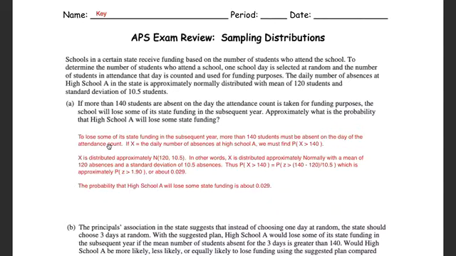So basically, to put context into my answer, I'm using the words in the stem of the question to describe what's happening, and now I'm going to define my variables. So X is the daily number of absences at high school A, and we're interested in finding the probability that that daily number exceeds 140. Well, in the stem of the question, we are told that X is distributed approximately normally with a mean of 120 and a standard deviation of 10.5. You could write it in symbols or you could write it in words. X is distributed approximately normally with a mean of 120 absences and a standard deviation of 10.5 absences.